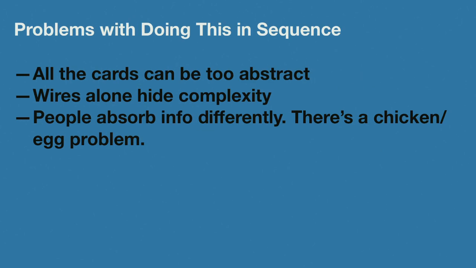So the problem with doing this in sequence is, on the one hand, all the cards are great, but they can be a little bit too abstract. Wires, on the other hand, are great. Visually, you can sort of picture those things, but they hide a lot of complexity. You're looking at one particular scenario, but there might be a ton of variations for that pattern. And people absorb info differently, so there's a bit of that, like, what should I do first?